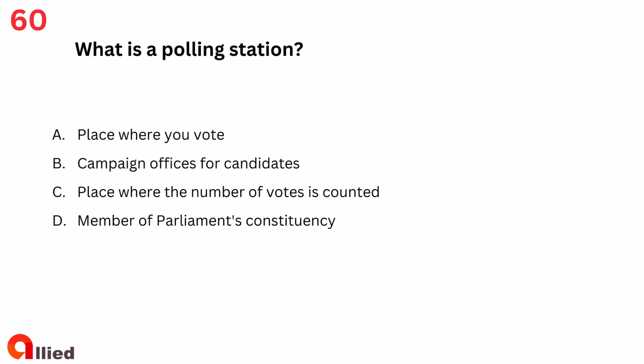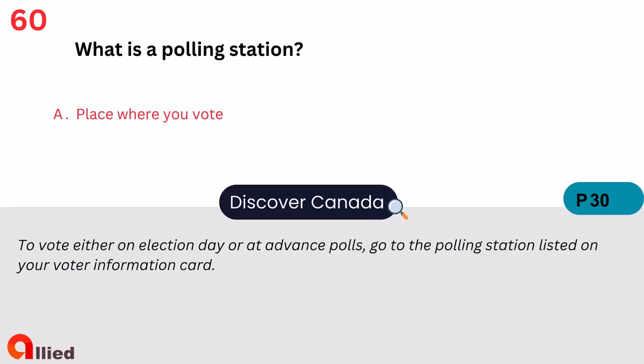Question 60. What is a polling station? A. Place where you vote. B. Campaign offices for candidates. C. Place where the number of votes is counted. D. Member of Parliament's constituency. The answer is A. Place where you vote.